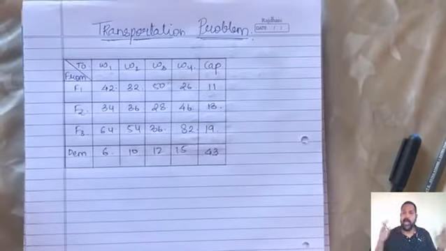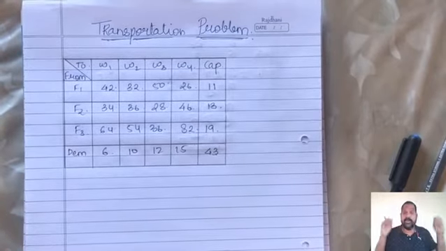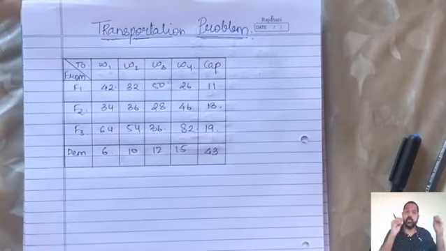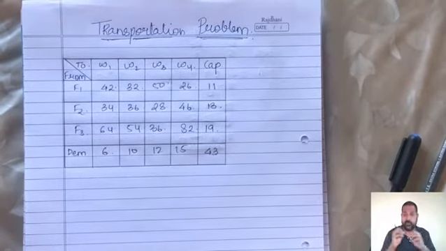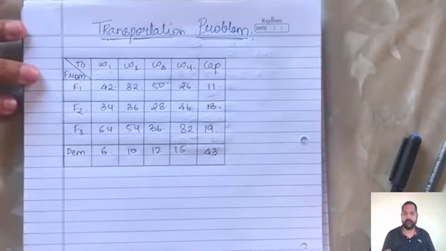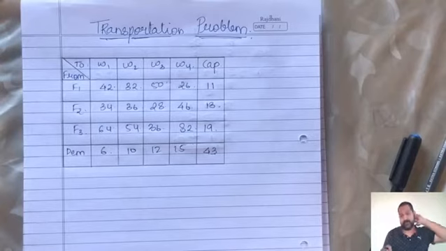I don't care how many factories and how many warehouses you have. All I care about is the demands of the warehouses should be fulfilled by the capacities of the factories, or the supply of the factories. If supply meets demand, I am sorted. And this is how a standard transportation problem looks like.